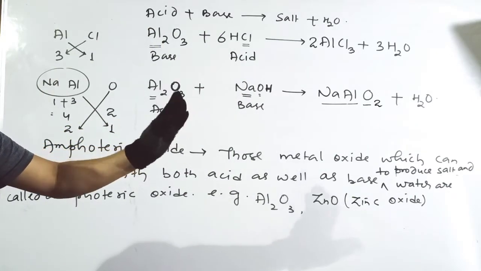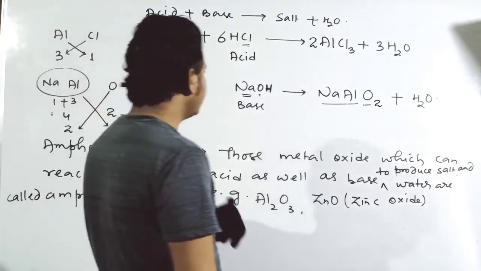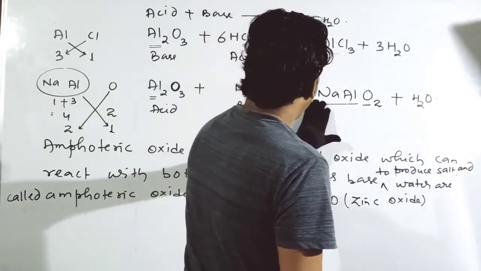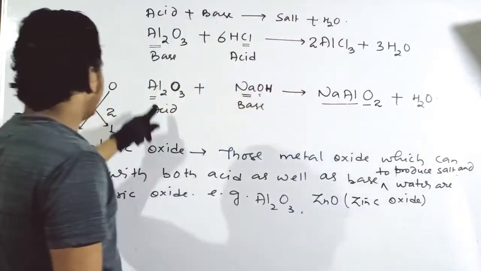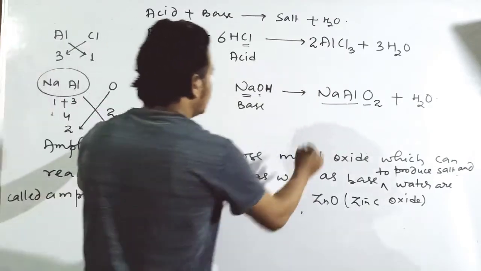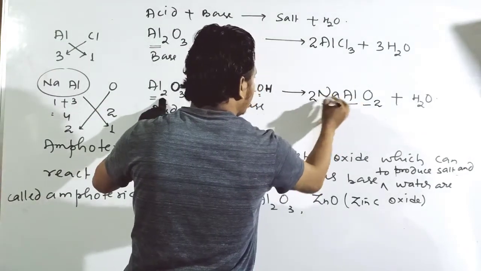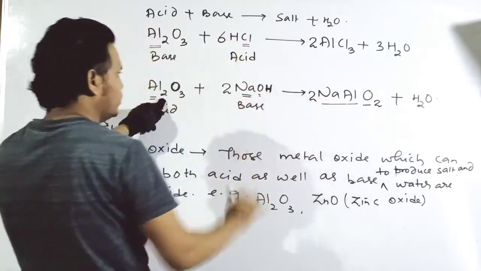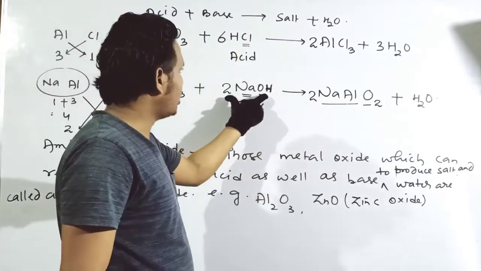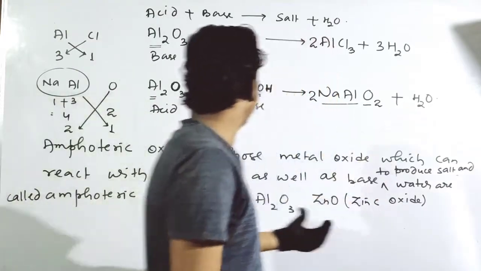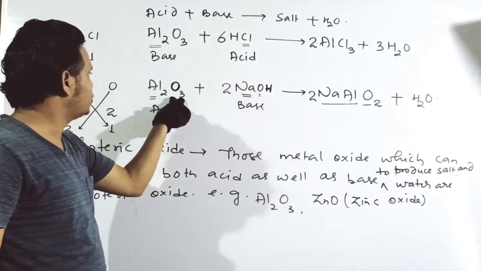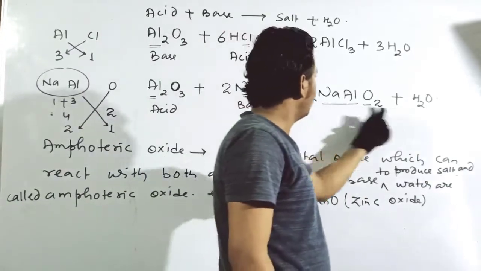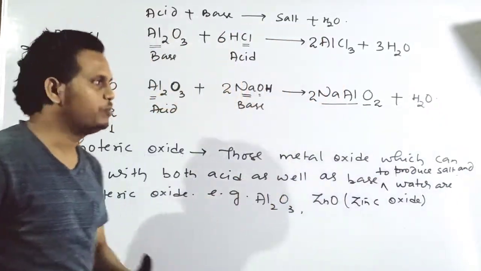Now balance it. For balancing, aluminium how many times? 2, so take aluminium 2. Sodium how many times? 2, so take sodium 2. Then hydrogen how many? 2. Oxygen 2 and 3 is 5, and 4 plus 1 is 5. So it is balanced.